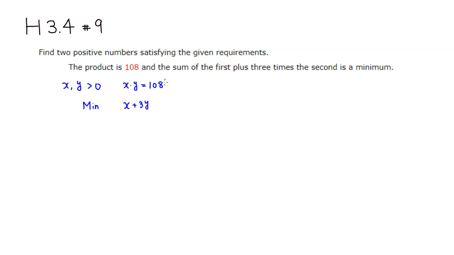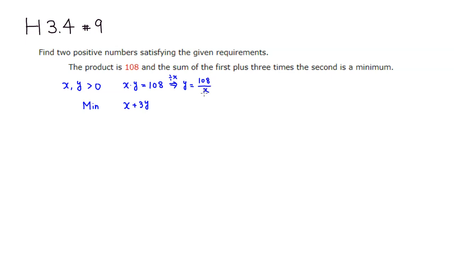So in this case, let's say I don't want to deal with two variables. I'm going to get rid of maybe y, right? So I'm going to solve this equation here for y. I'm going to divide through by x. We have y is equal to 108 over x, right?